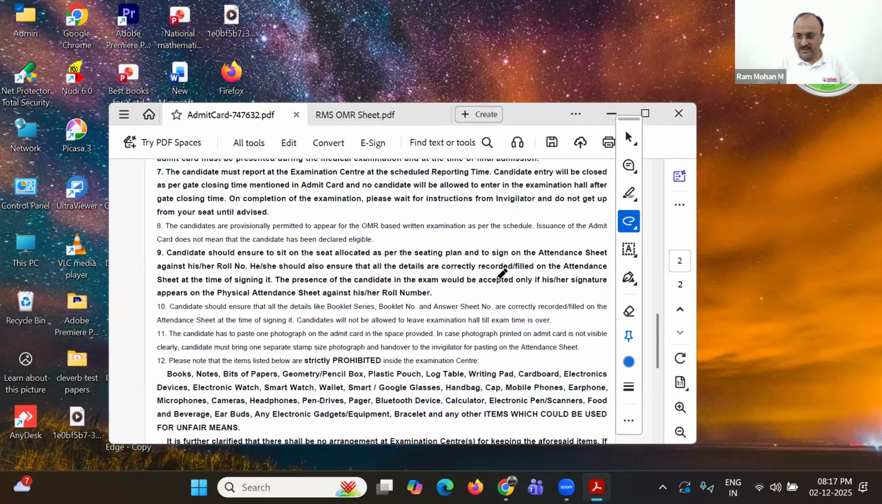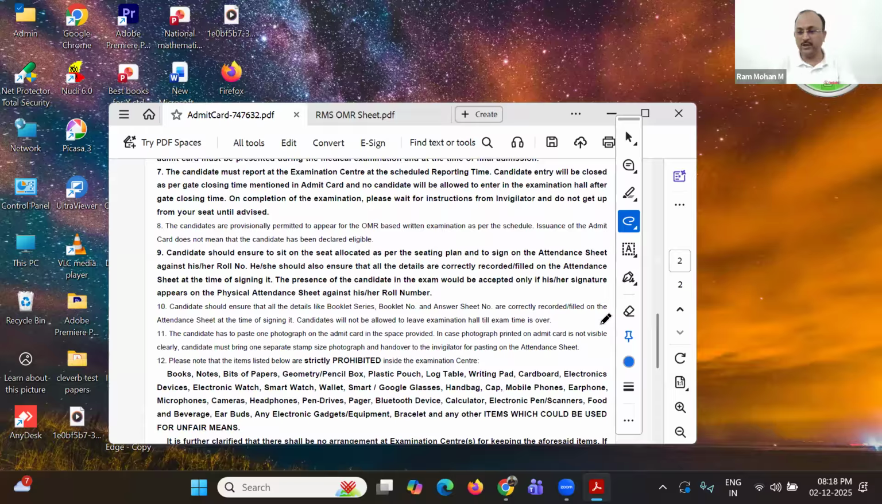You should ensure that all details are correctly filled in the attendance sheet at the time of signing it. The invigilator will bring the attendance sheet. They will fill your name, your roll number, your question booklet number and question code. Before signing on their sheet, check with your sheet whether they have filled your roll number and your question booklet number correctly. If they have done it wrong, say, sir, this is wrong, please correct it, then only I will sign. Or else, please call the supervisor, sir. This will be the invigilator, the main supervisor. Please call the supervisor, this is wrong.